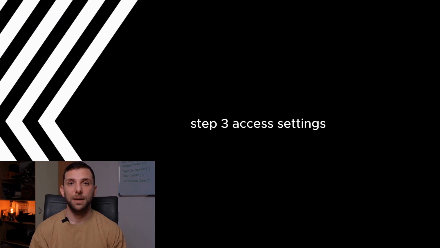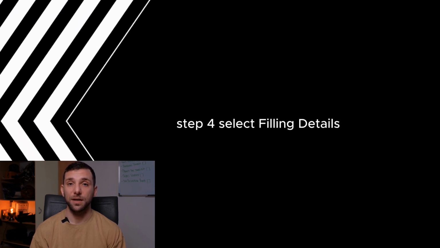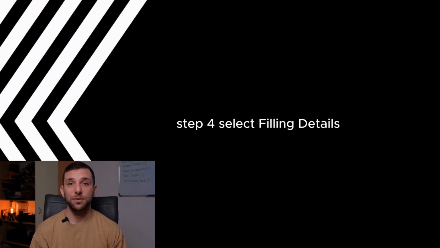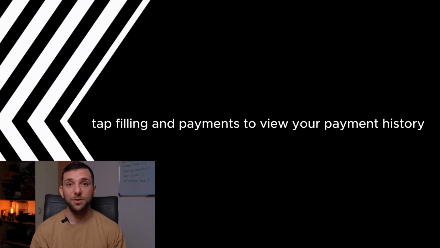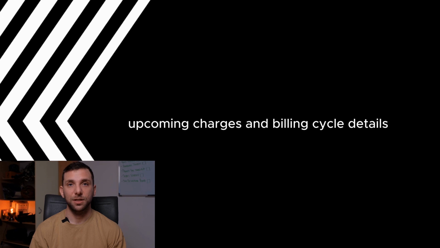Step 3. Access settings. Select settings from the drop-down menu. Step 4. Select billing details. Tap billing and payments to view your payment history, upcoming charges, and billing cycle details.